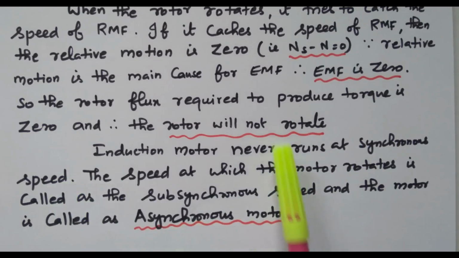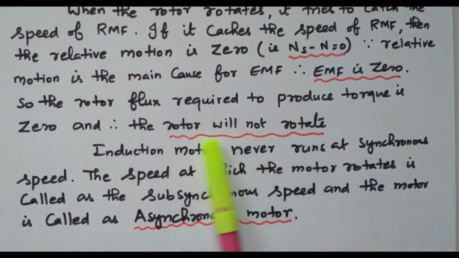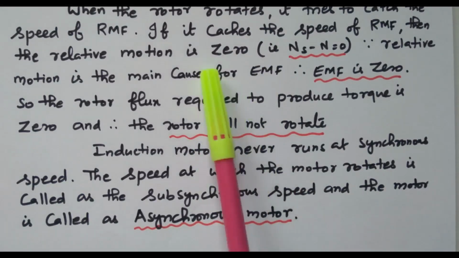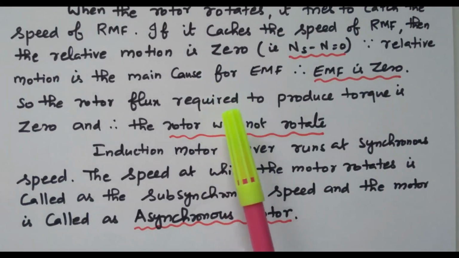If it rotated at synchronous speed, what would happen? The rotor would not rotate because the relative motion is 0. So in this video, we discussed the working principle of the three-phase induction motor, based on the rotating magnetic field of the stator and then the rotation of the rotor. What happens if both speeds are equal was also discussed. Finally, we see that it is an asynchronous motor.